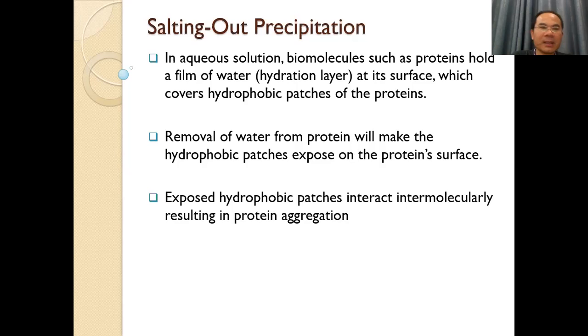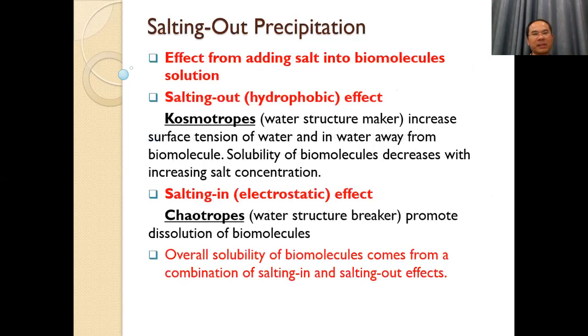In aqueous solution, a biomolecule such as a protein has a film of water, a hydration layer, at its surface, which covers the hydrophobic patches of the protein. If we remove the water from the protein, the hydrophobic patches are exposed at the protein surface, and the exposed hydrophobic patches interact intermolecularly, resulting in protein aggregation. That is how we make the protein aggregate. This is a technique to precipitate protein.